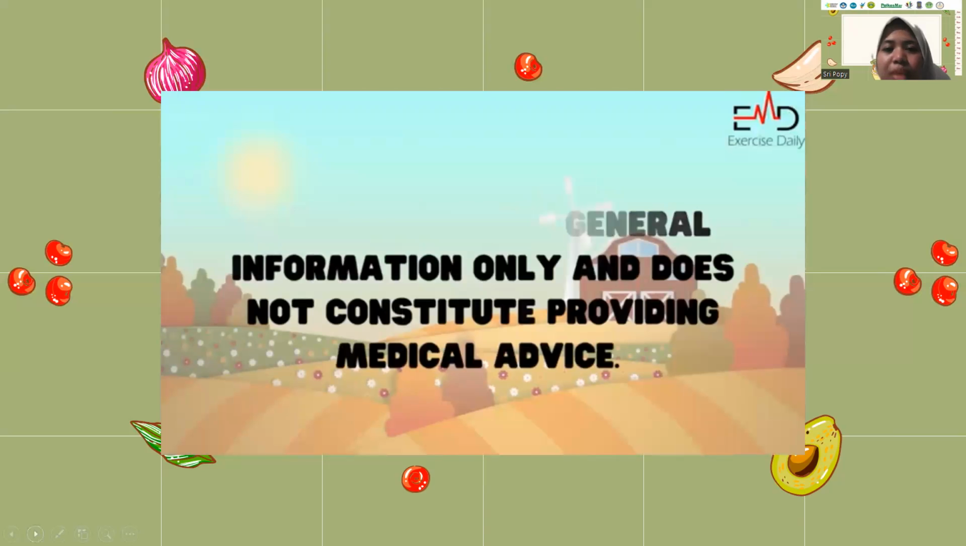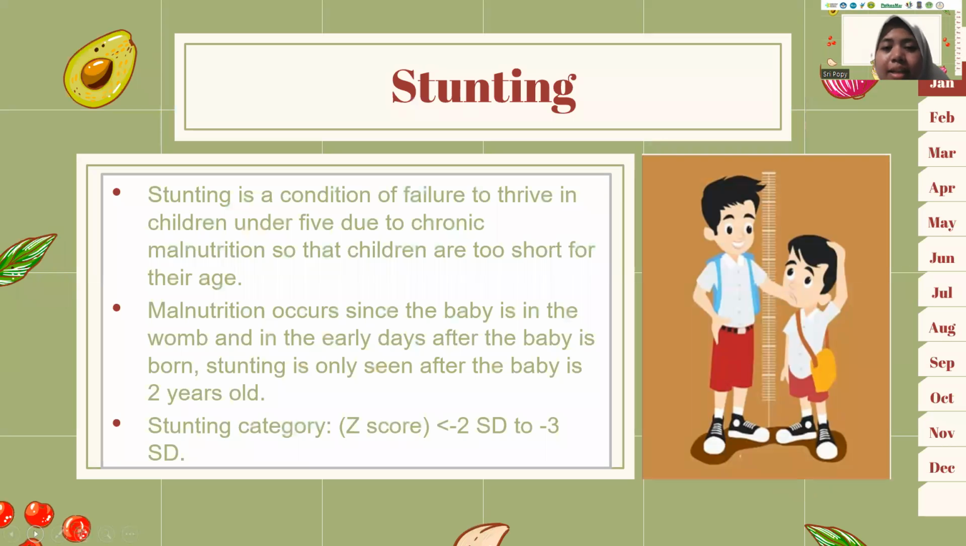Okay, next. This next material is stunting. Stunting is a condition of failure to thrive in children under 5 due to chronic malnutrition, so that children are too short for their age. Malnutrition occurs when the baby is in the womb and in the early days after the baby is born. Stunting is only seen after the baby is 2 years old. Stunting categories are those that score under minus 2 and minus 2 to 3 SD.